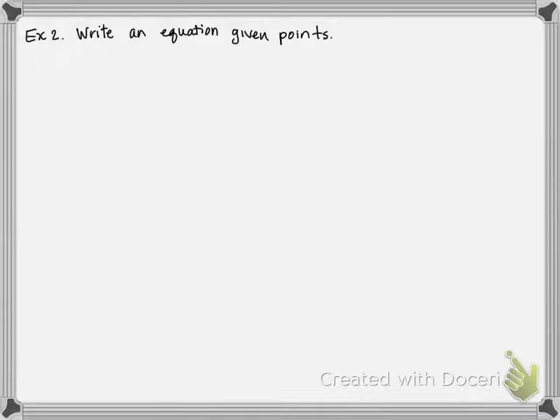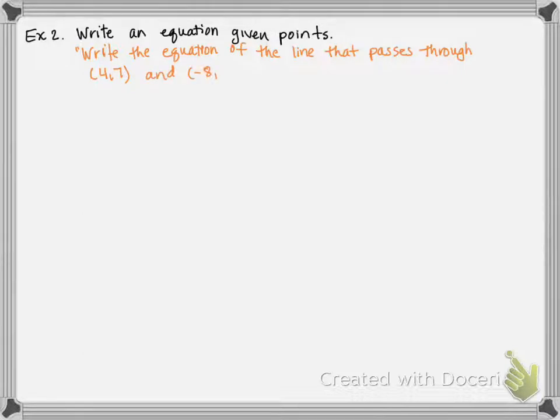This is kind of what we're doing, but let me give you the directions you're most likely going to hear. Write the equation of the line that passes through the point (4, 7) and the point (-8, -9). Okay?